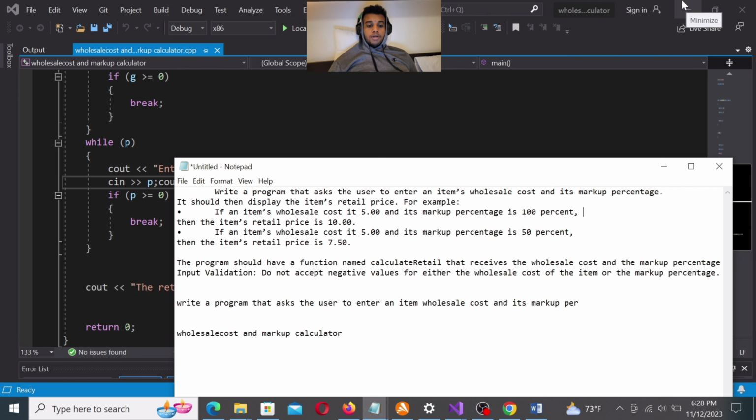Today I'm going to be showing you guys how to create a calculator that could calculate the wholesale cost and markup percentage. Basically, we could take the wholesale cost of the product, and then let's say you want to find the retail price of the product using the markup percentage. For example, if the cost is $5 and the markup percentage is 100%, it's going to be $10. So I'm just going to write a program that does that.